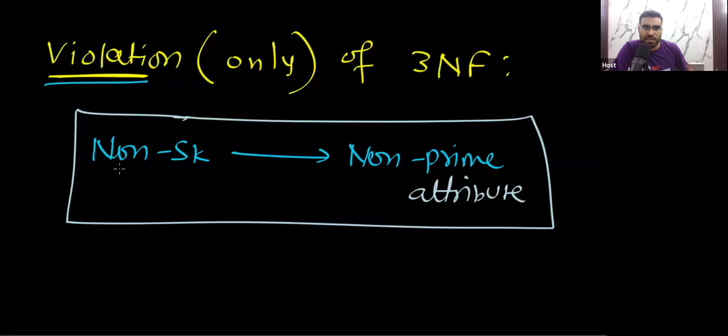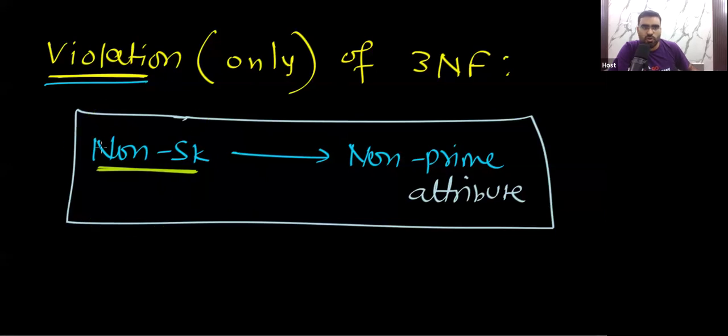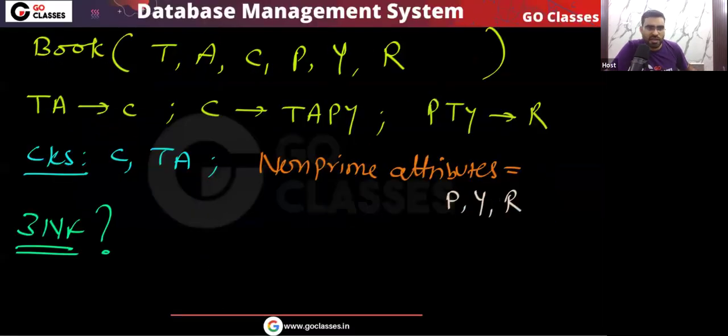Non-super key determining a non-prime attribute. Don't say non-candidate key. Say non-super key determining non-prime attribute. This is the only violation of 3NF. Now tell me, is there any violation of 3NF? Look at this. This is already a super key.